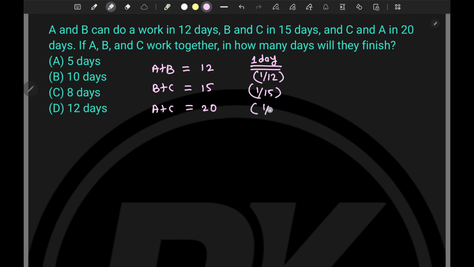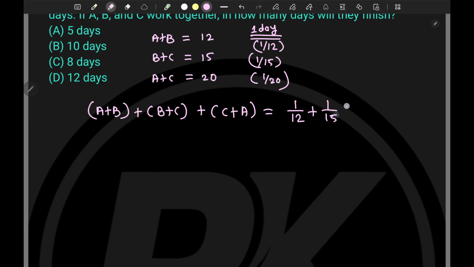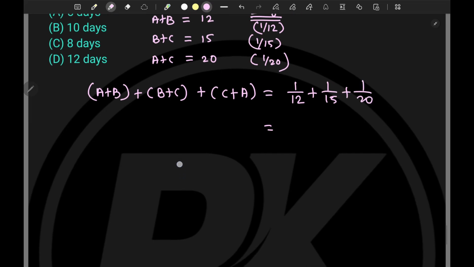Similarly, for A and C, it will be 1 by 20. Now, in one day again, what we are writing is A plus B plus B plus C plus C plus A. They are working together, right? So let's say in one day, then how much? It will be 1 by 12 plus 1 by 15 plus 1 by 20. Okay, now just solve this problem.